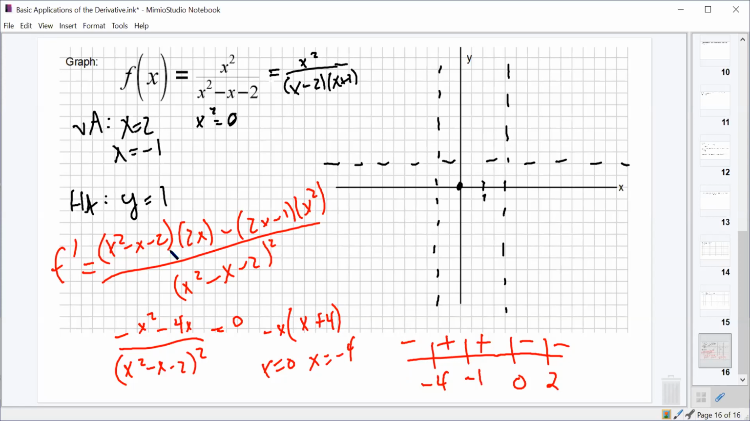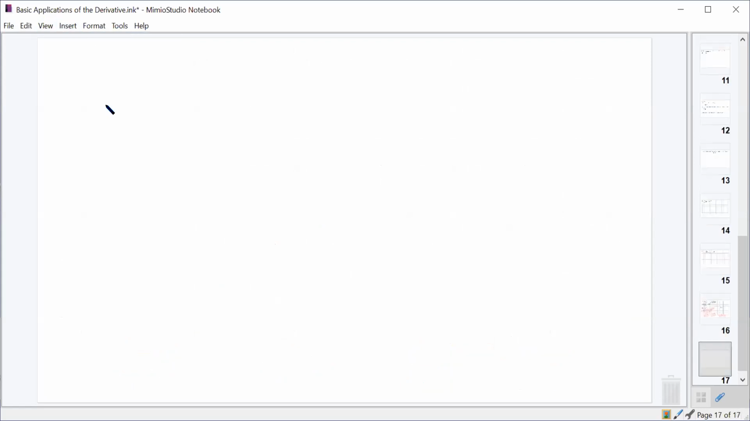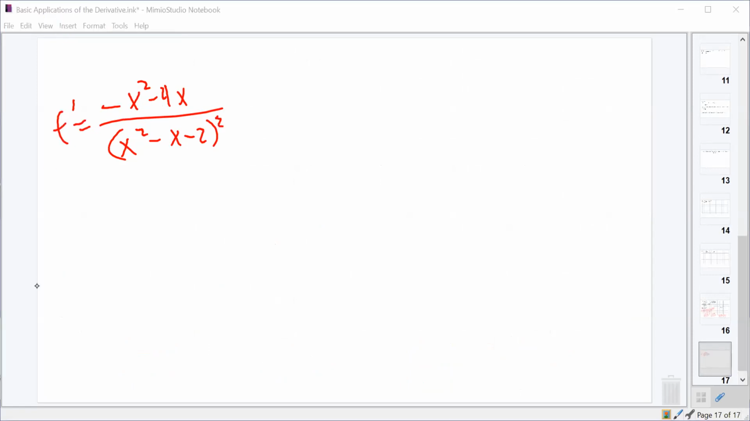All right. Then we need to find the second derivative. What was it? (x squared minus x minus 2) squared. So that was f prime. So for f double prime, we use the quotient rule again.